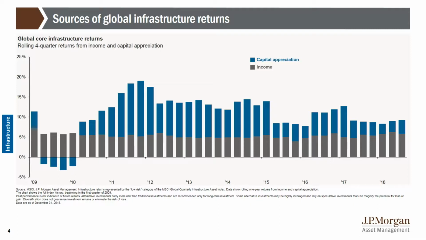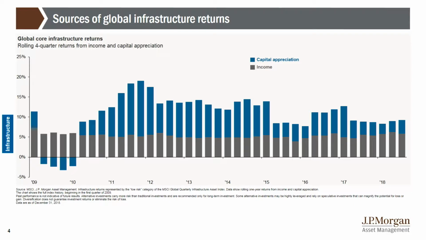Very rarely do people stop paying their water bill. It's one of the last things usually that they stop paying in an adverse economic environment. If I were to show you a higher risk infrastructure index, that would include things like trade terminals, airports, far more GDP sensitive assets. And if I were to show you that chart, you would see a lot more volatility in the capital appreciation component, still relatively stable income.